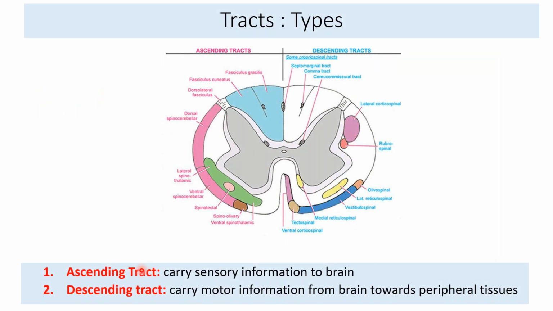Now we have 2 types of tracts, the ascending one and the descending one. The ascending ones are the sensory tracts, whose role is to carry the sensory information to the brain, whereas the motor information from the brain is brought towards the peripheral tissues by the descending tracts.